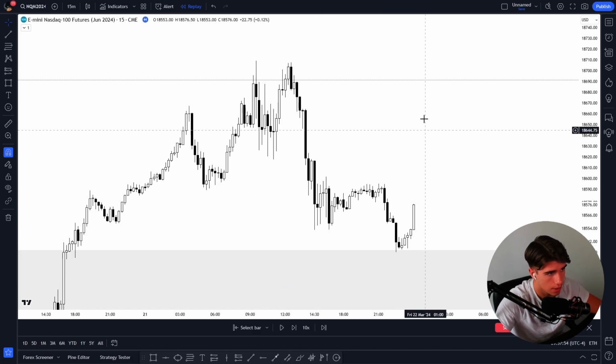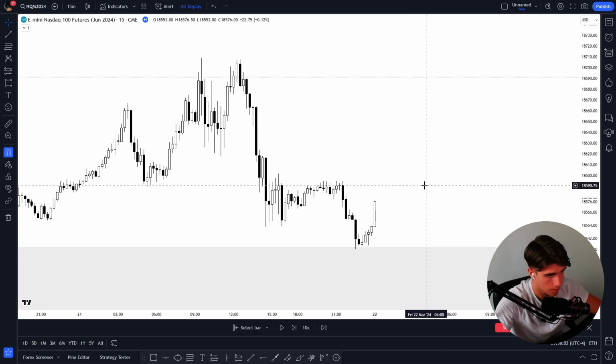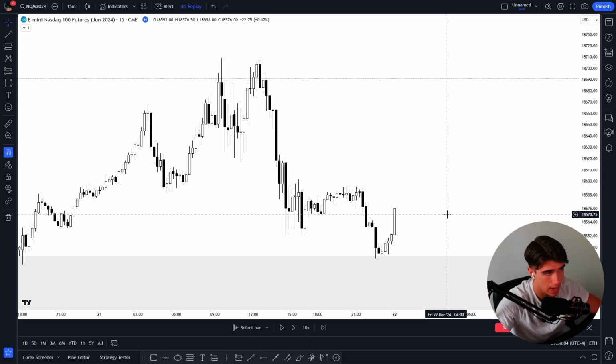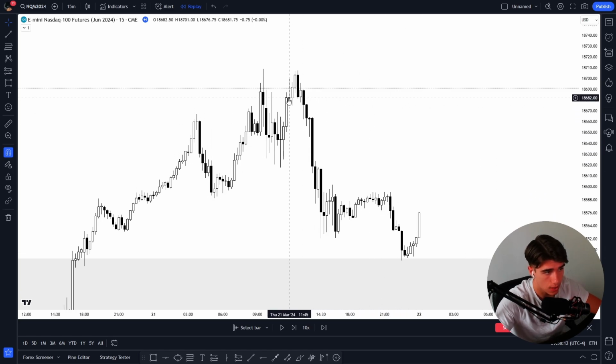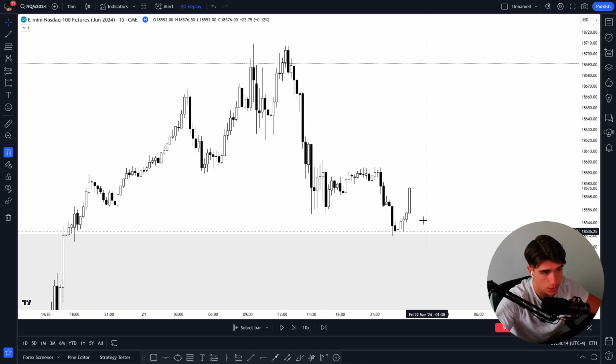And as you can see, we went from sweeping external range liquidity high to hitting internal range liquidity. And this is essentially how the market moves. And this is how I base a lot of my higher time frame analysis off of. I wait for a sweep of external range liquidity, and then I simply will trade the retracement down to internal range liquidity.